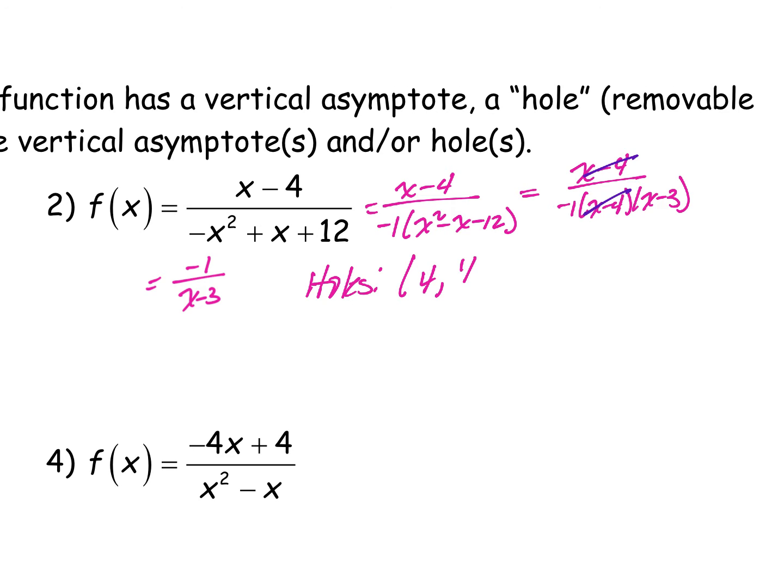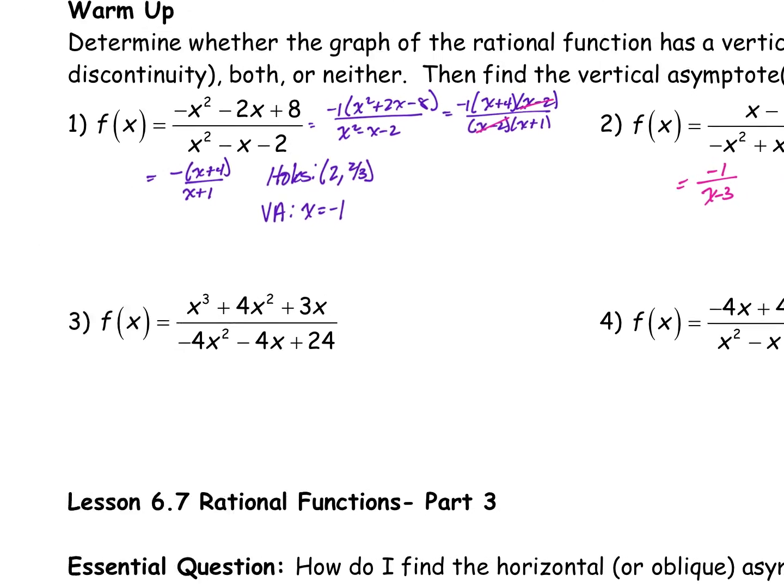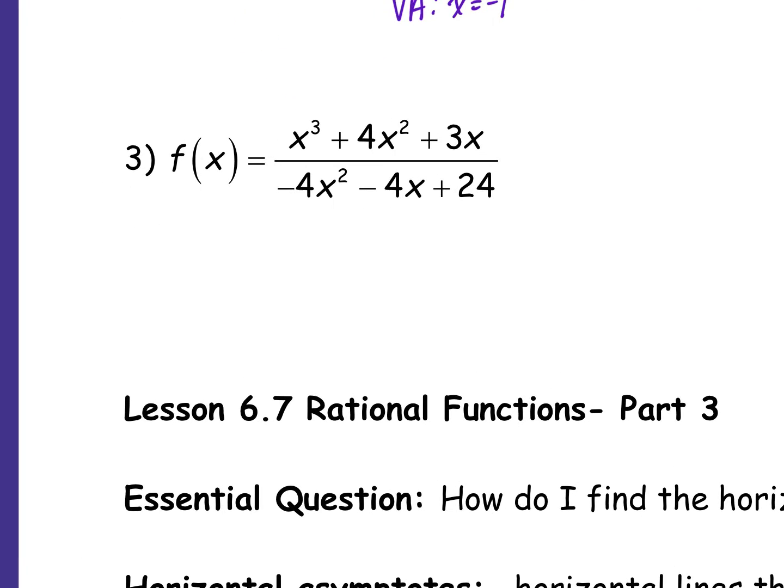And I think it ends up being 1/7. Oh, that's a +3. Okay, there we go. 1/7. And then the vertical asymptote is x equals -3. Beautiful. And then number 3.